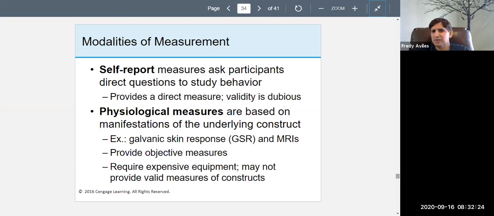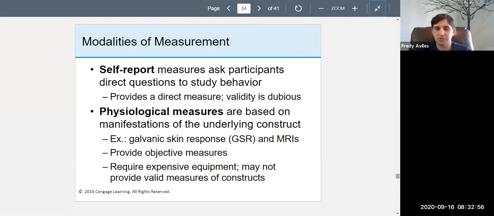Are you really tapping into anxiety when you measure somebody's galvanic skin response, the electroconductivity of their skin? Or maybe you look at their heart rate. If it goes up, that's supposed to indicate that they are nervous, anxious, stressed out, or maybe fearful. Is that a valid measure of the construct you're trying to measure? It can be argued that perhaps it's not, okay? But those are physiological measures. You use basically some physical measure, usually involving some machine.